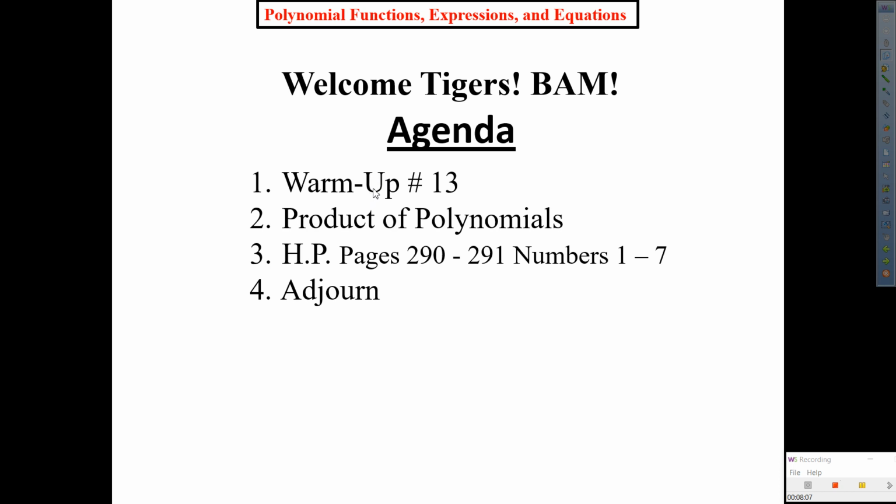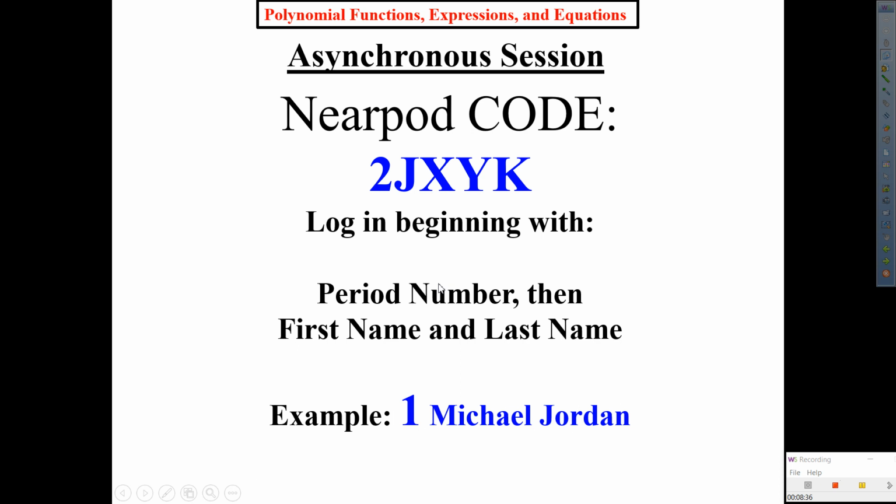So once again, warm-up number 13, product of polynomials, which means to multiply polynomials. And your home play for tonight, 290, 291, they're also going to be in Canvas. Yeah, because I got an email earlier asking where to get the home play. Canvas, please. Some days I am going to include it on the Nearpod, but the days that I don't, there it is. Copy that code, please. 2JXYK. That's if you fall behind, because we're going to go expeditiously today, like always, so make sure you are keeping up with the notes.